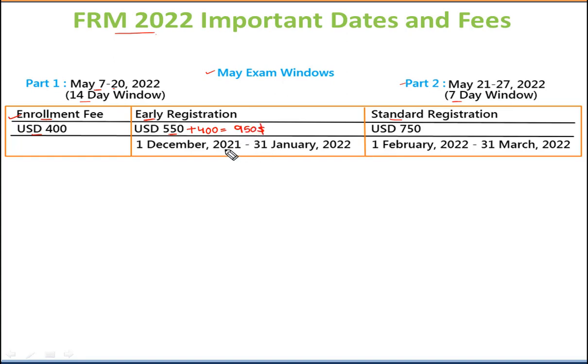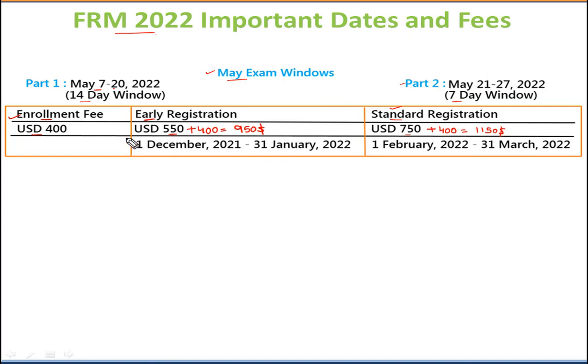In any case, if you miss this time frame, then you can still register for the FRM exam under the standard registration. Over here you need to pay $750 US plus the $400 enrollment fee, which is going to be $1,150 US. So it does make sense to pay $950 and save $200. Standard registration starts on 1st of February 2022 and you have to register by 31st of March 2022. Only then will you be able to sit for the May exam.